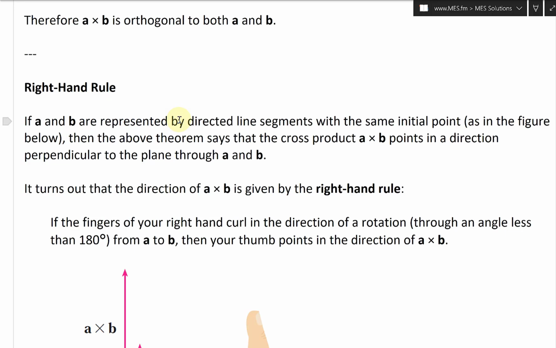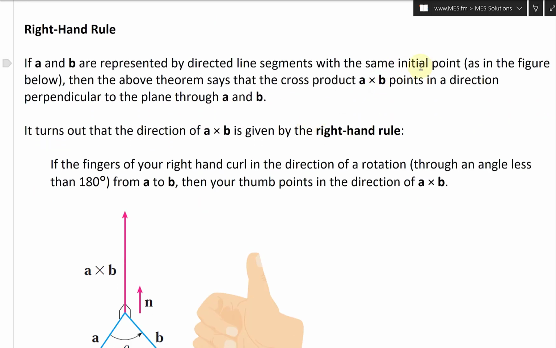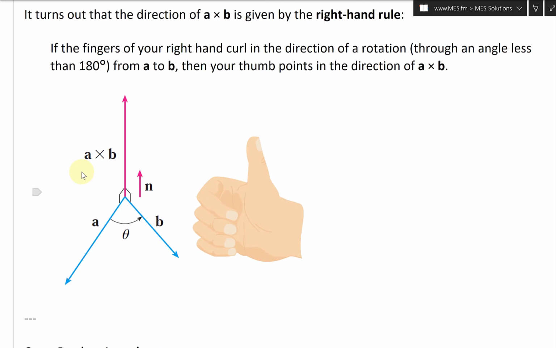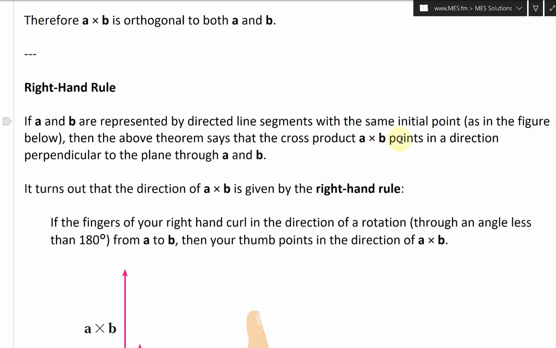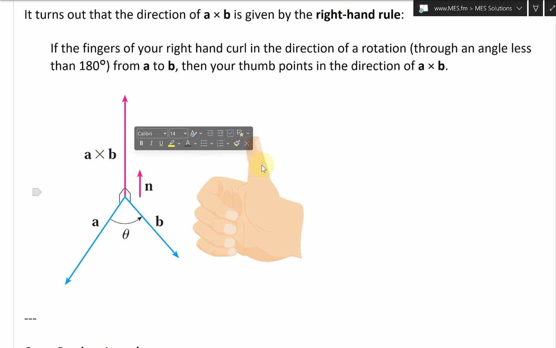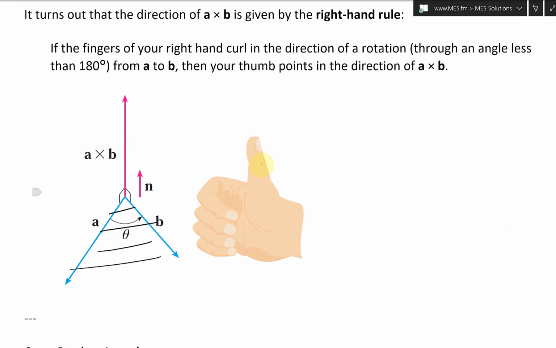If A and B are represented by directed line segments with the same initial point, as in the figure below, so here is A and B from the same point, then the above theorem says that the cross product A cross B points in a direction perpendicular to the plane through A and B. So this is a plane like this. The cross product is going to be going up like this, perpendicular to it. I think in the calculus book this is n, meaning normal to it. The direction is going up. But anyways, A cross B is orthogonal to both of these, like that.